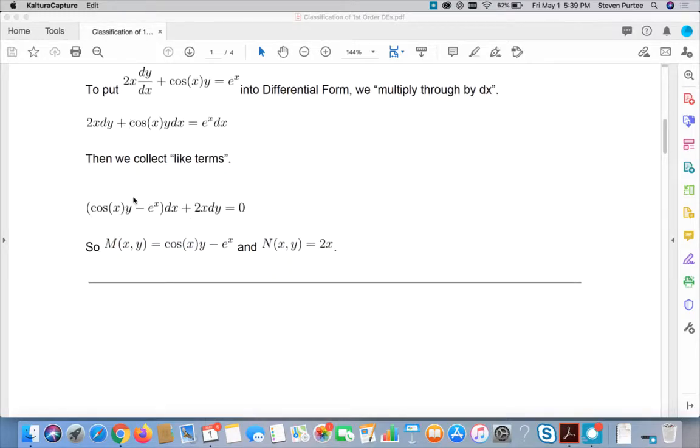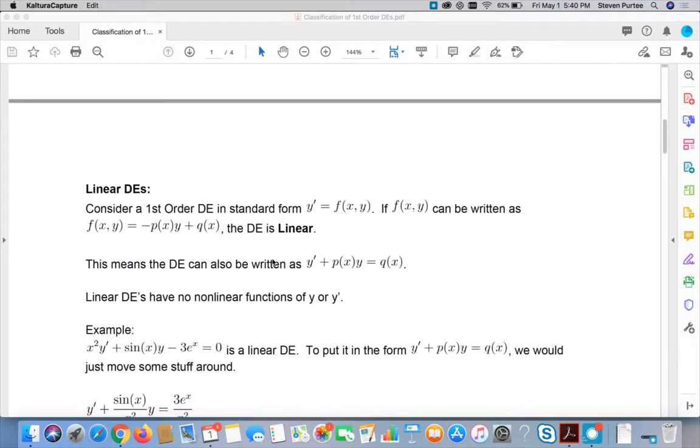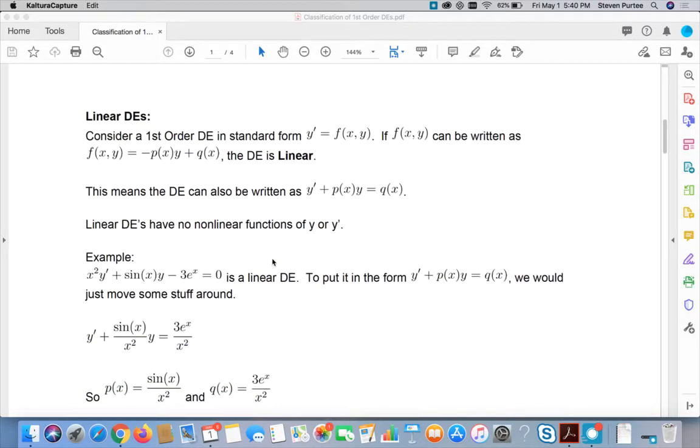And then we give a name to this thing in front of the dx. We call that M. Notice it might depend on x and y. Here, in fact, it does. And this thing here in front of the dy we call N. And again, it might depend on x and y. This one only has an x in it. Okay, those will be helpful as we look at all of our different types of equations.